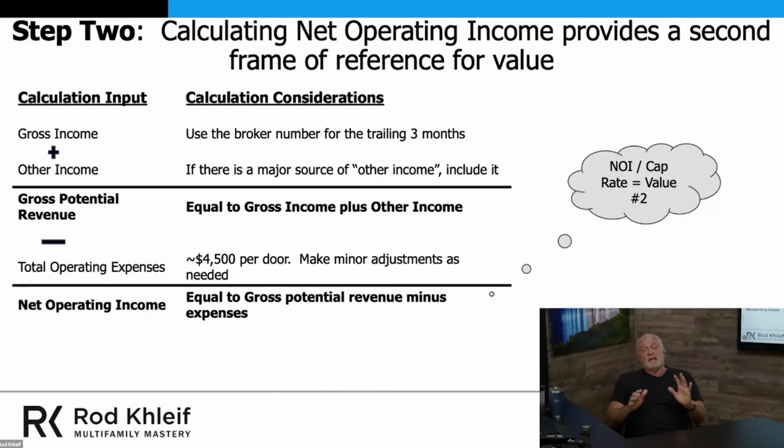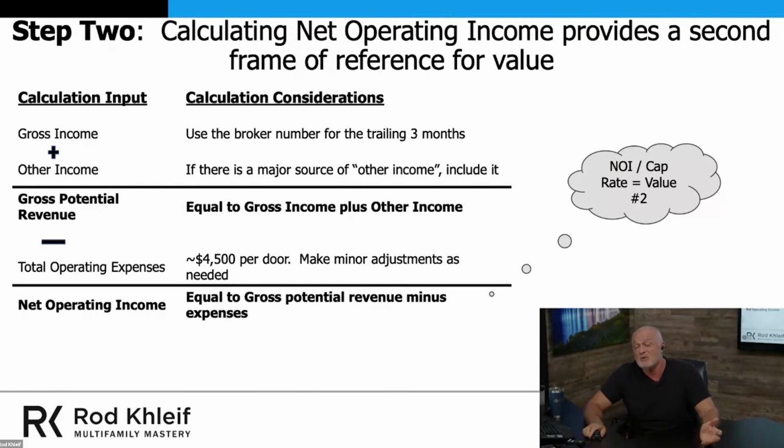Okay, so as I said, you take the trailing 3 months, you subtract out that market's average operating expenses, find out what the NOI is, then you take that number and divide it by the cap rate. Of course, you've annualized it as well, like I told you, and you divide it by the cap rate, and you get a value for your value calculation.